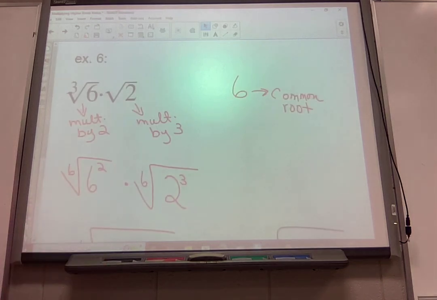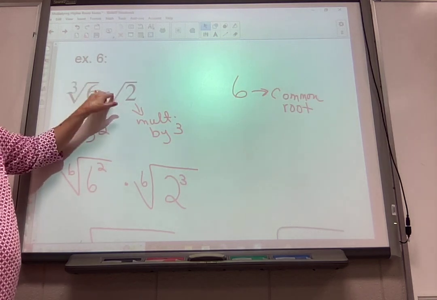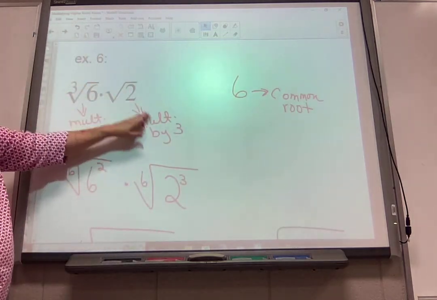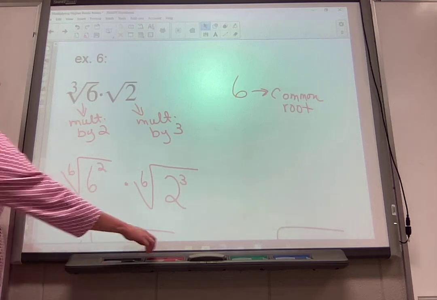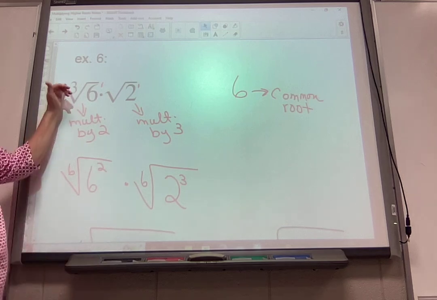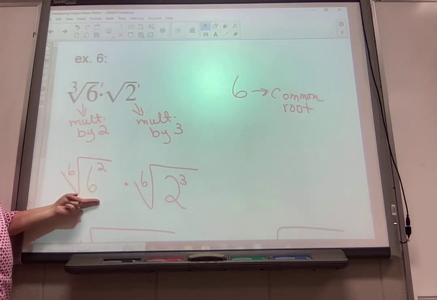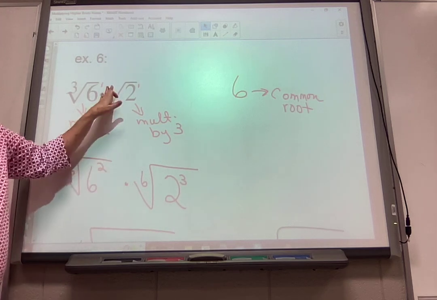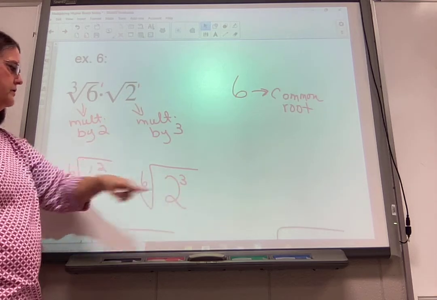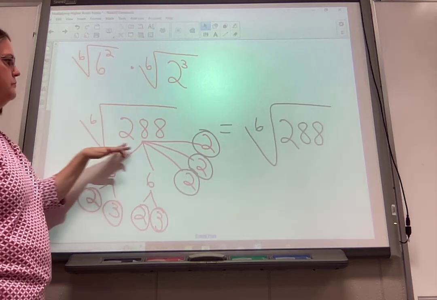Okay, same thing here. You want to find the common denominator or the common root in between 3 and 2. That's 6. So I'm going to multiply these by 2 and multiply that one by 3. Now, remember, I'm multiplying the exponent by that number. So 3 times 2 is 6, and 1 times 2 is 2, so this is 6 to the 2nd power. 2 times 3 is 6, and so 1 times 3 is 2 to the 3rd power. Now, I put that in my calculator and got the 6th root of 288.